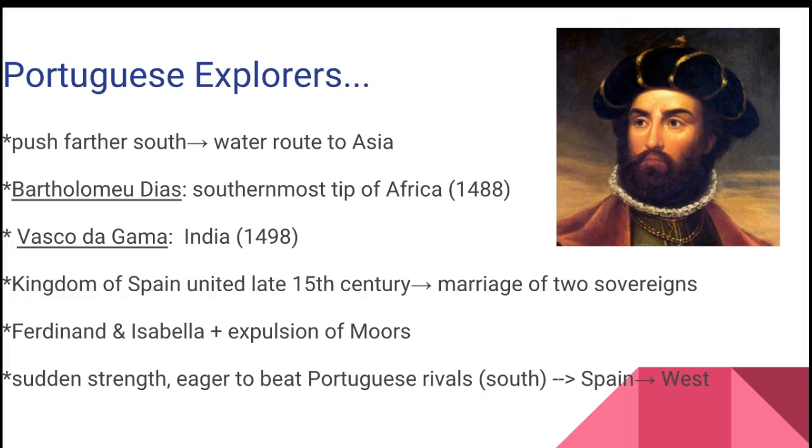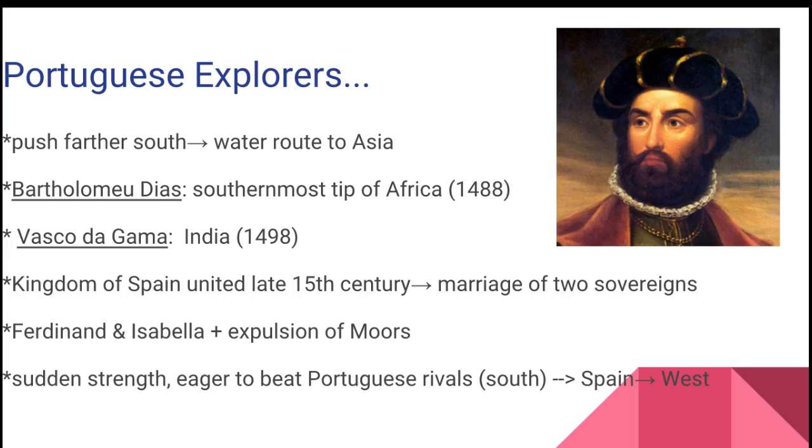Why was Columbus sponsored? He was Genoese, so he was Italian, and he had been to the Venetians to ask for sponsorship. He went to Genoa to ask for sponsorship. Nobody would sponsor him. So finally, over a period of years, he goes to Ferdinand and Isabella of Spain, and they agree to sponsor him.